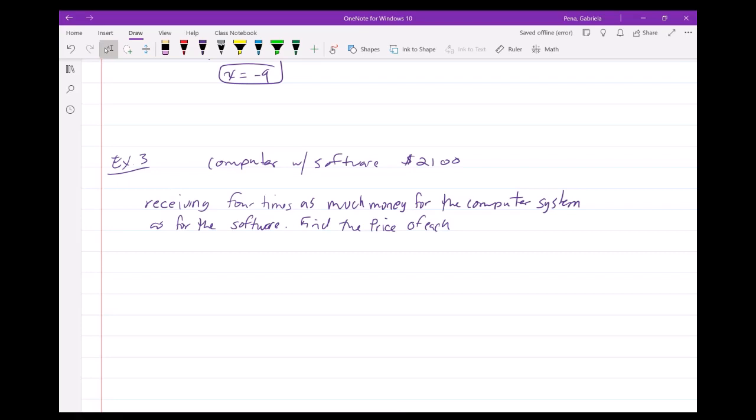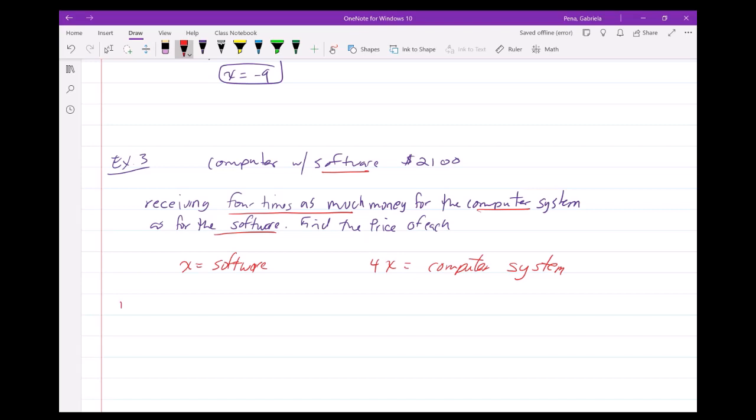Well, first we need to understand the problem. We read and reread the problem, and we could say that the one that we know least about is the software. So we're going to let X be the software. If X is the software, then 4X would have to be the computer system, because of what it mentions: receiving 4 times for the system as the software.